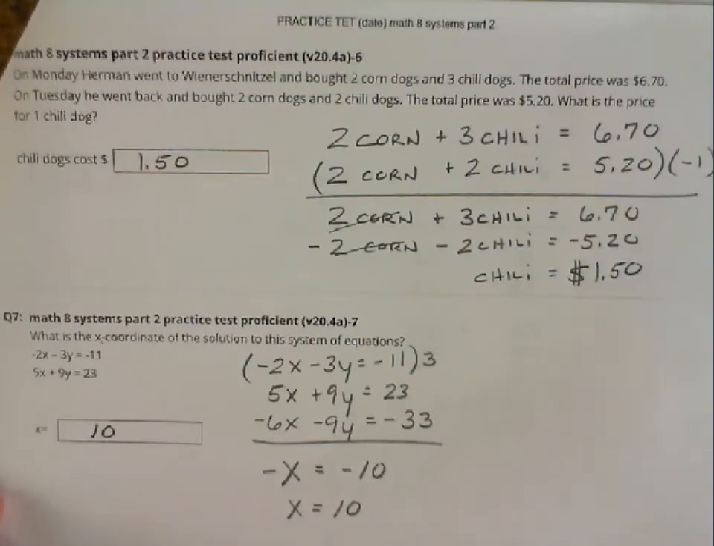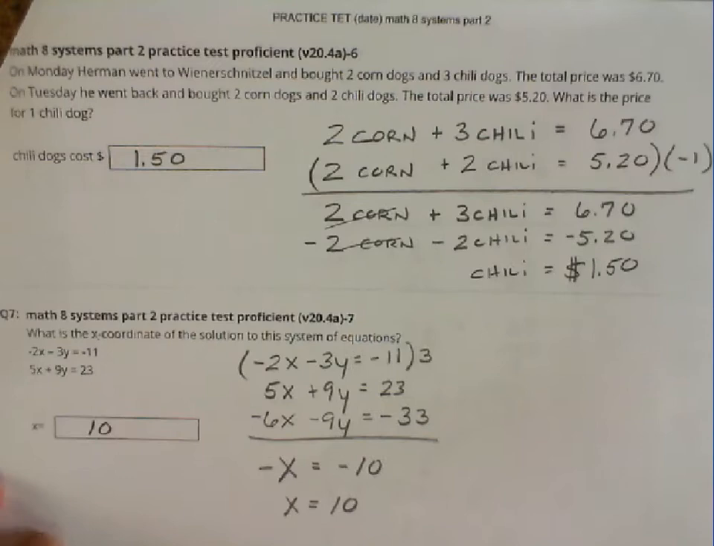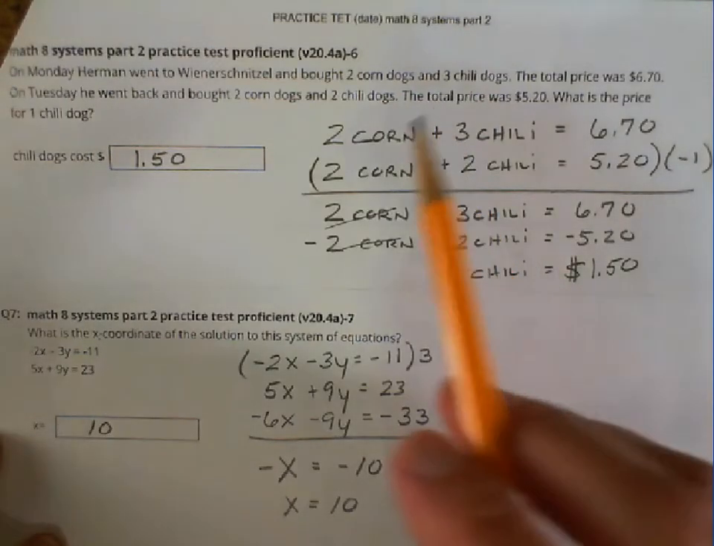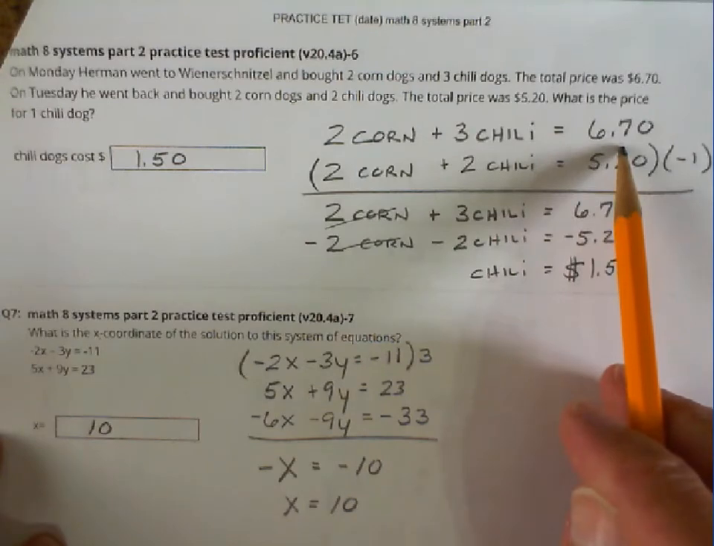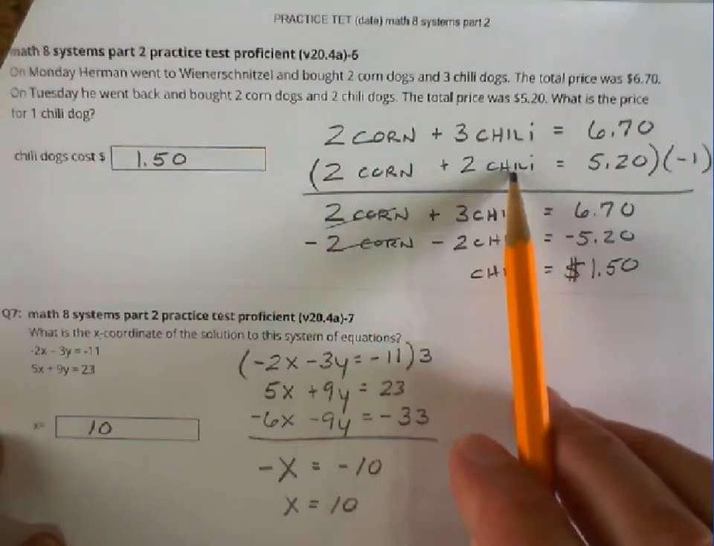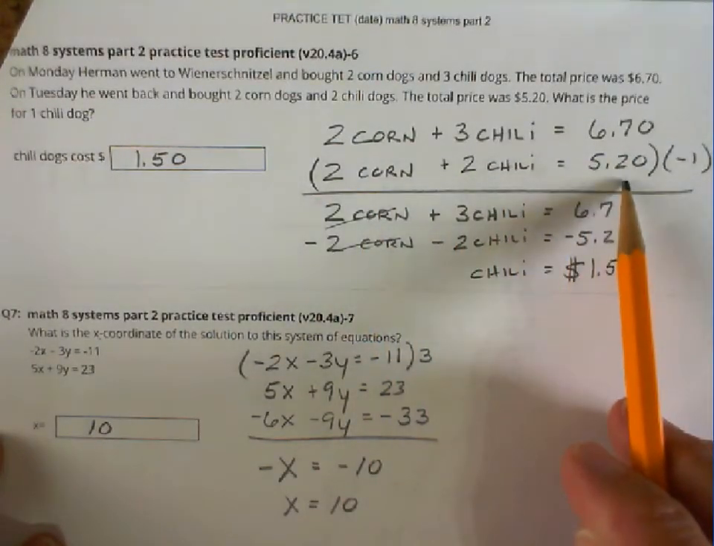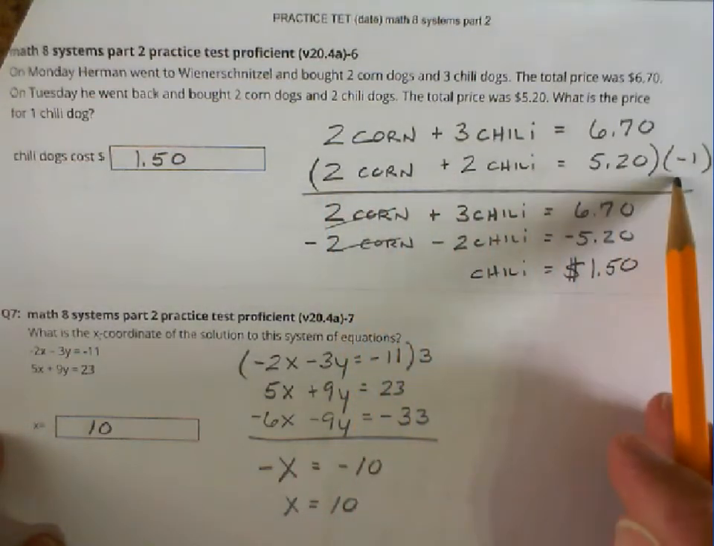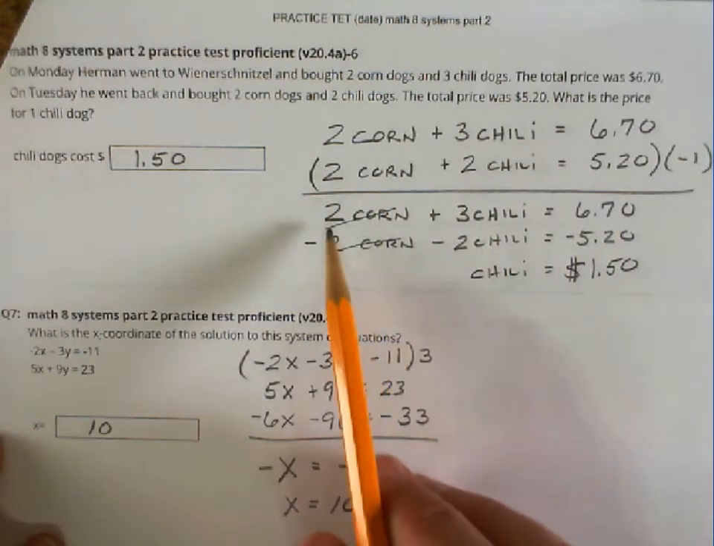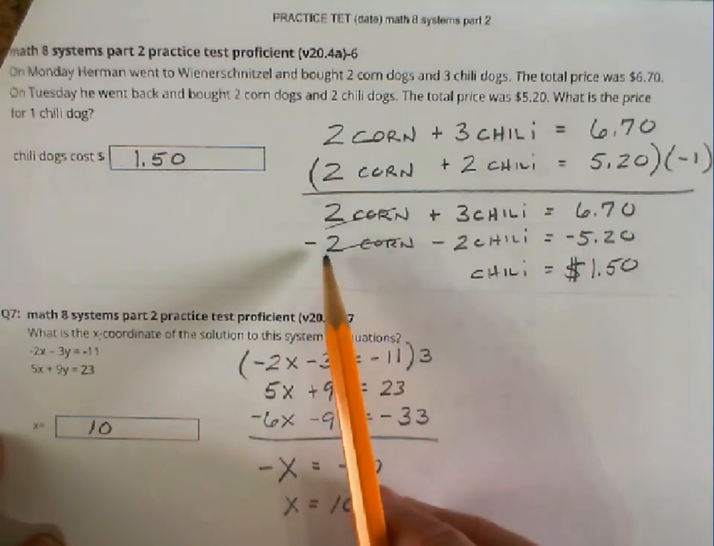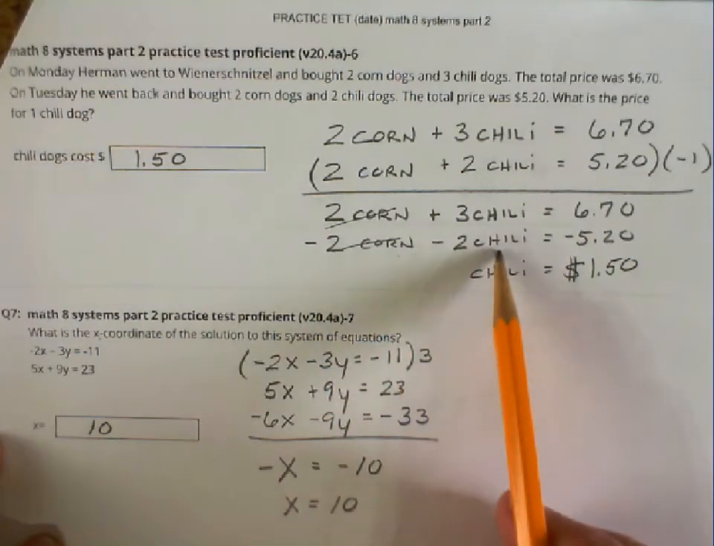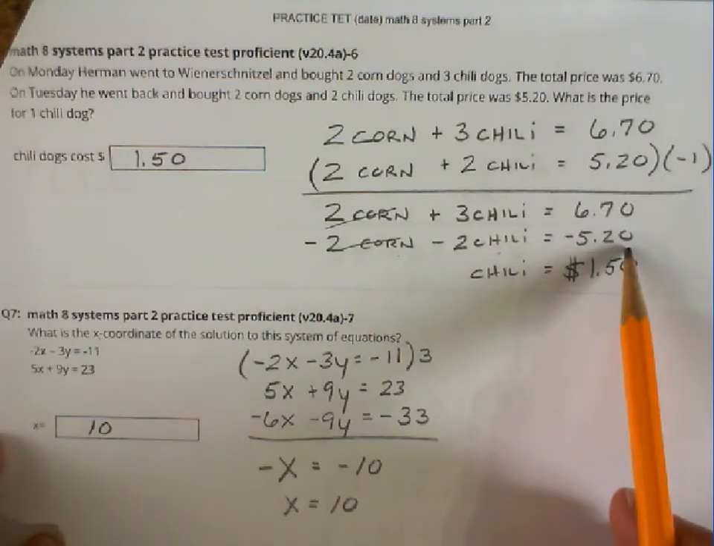This time we'll actually create the system and solve it, at least part of it. So 2 corn dogs plus 3 chili dogs equals 670. 2 corn dogs plus 2 chili dogs equals 520. I'm going to multiply the bottom equation by -1. So here's the top equation, nothing happened to it. Here's the bottom one when it got multiplied by -1. So -2 corn dogs minus 2 chili dogs equals -5.20.